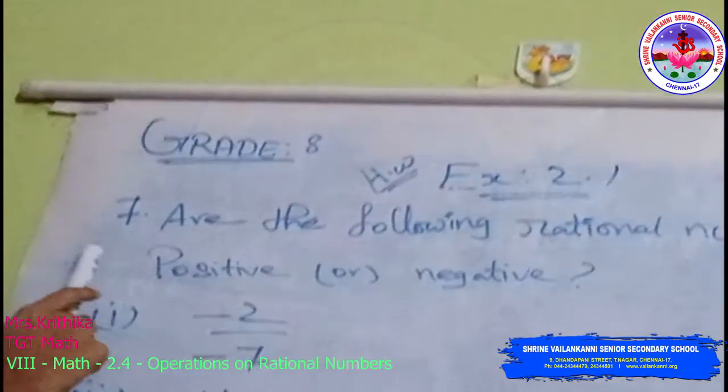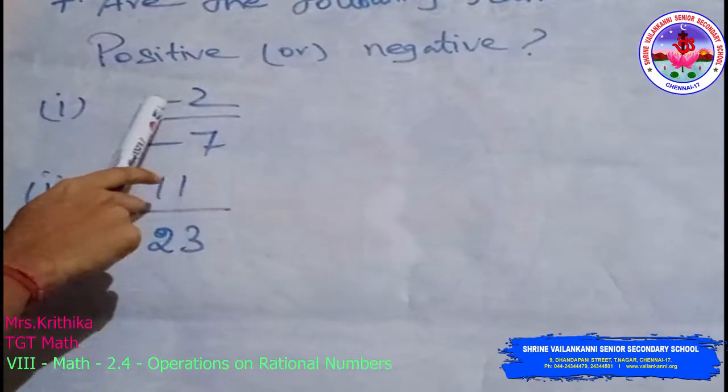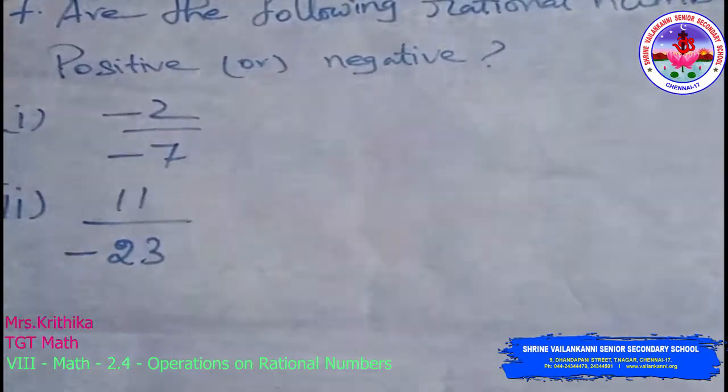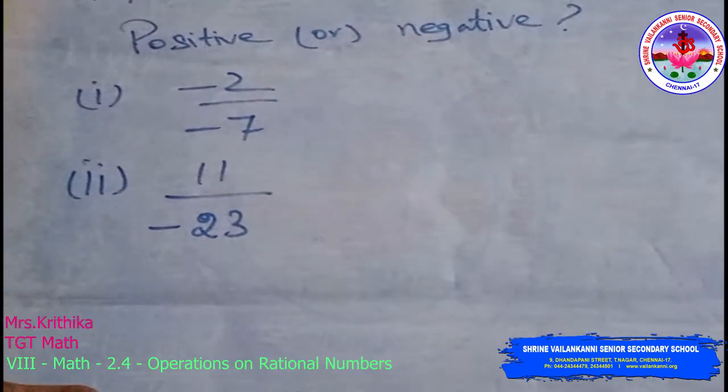Next, homework sum, seventh question. Are the following rational numbers positive or negative? The first one is negative 2 by negative 7. The second question is 11 by negative 23. This is the homework sum.